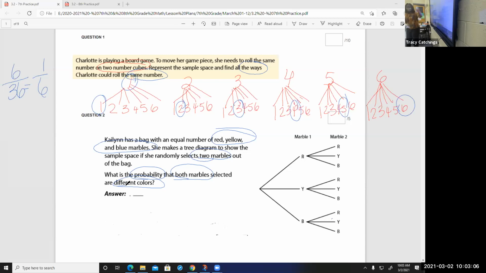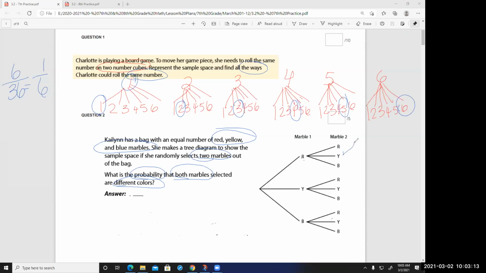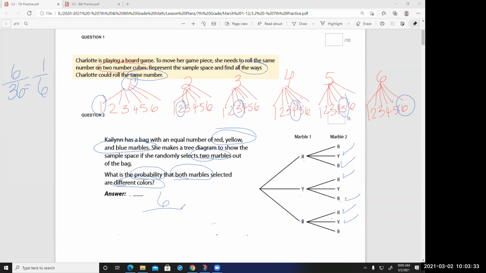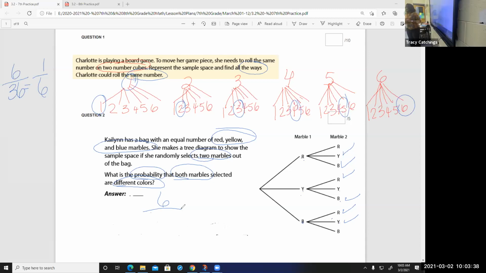So let's see how many times we have different colors. Is red different? What about red and yellow? What about red and blue? Yellow and red? Yellow and blue? Blue and red? Blue and yellow? Blue and blue? How many check marks we have? How many total did we have? 9. Simplify it.